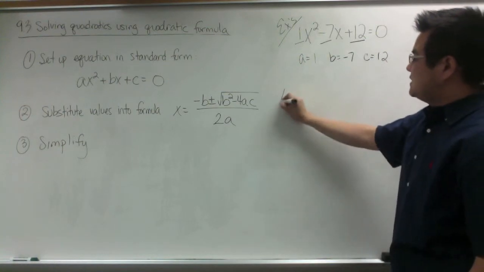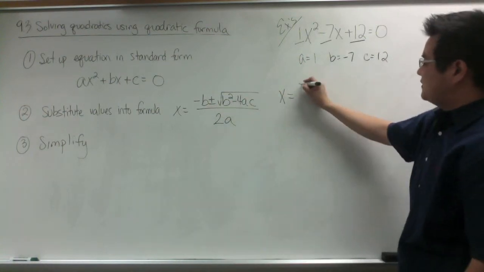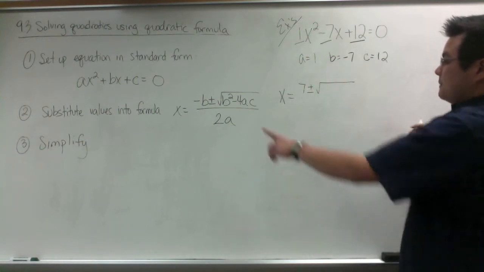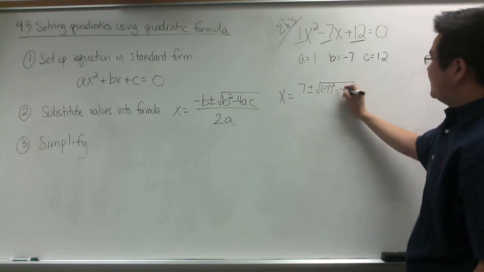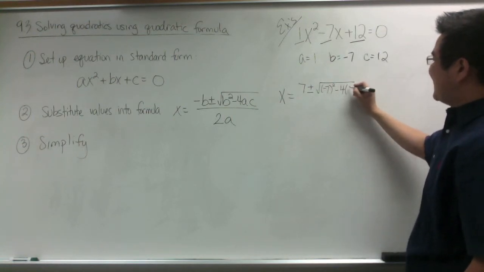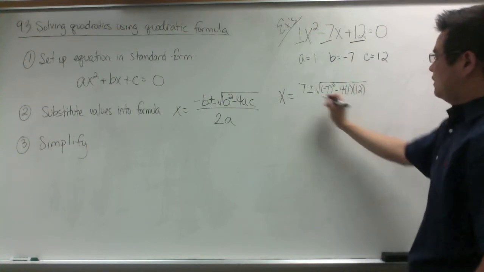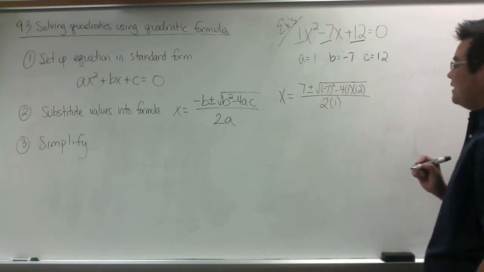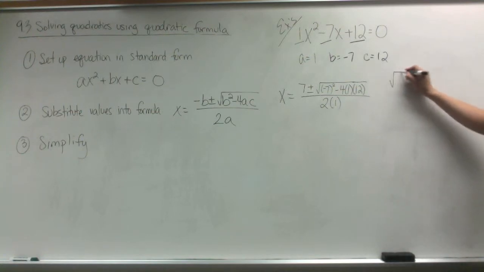So I have x is equal to the opposite of b, negative b here, so that would turn this +7, plus or minus the square root of b squared, -7 squared, minus 4 times a times c, all over 2 times a. Now we're going to simplify what's inside the radical, and we're going to do that off to the side.